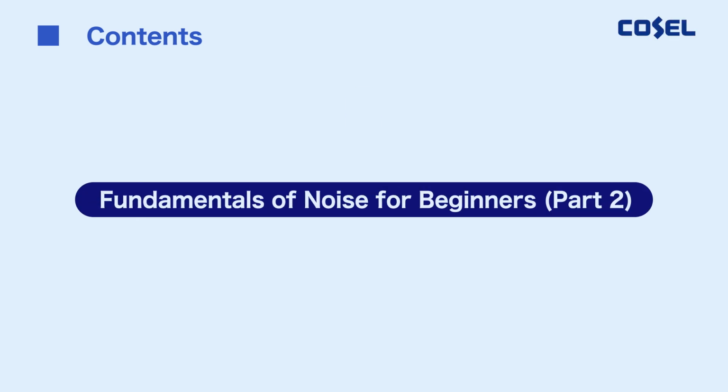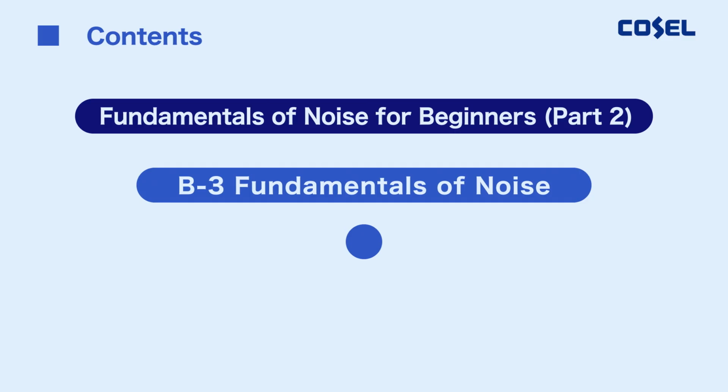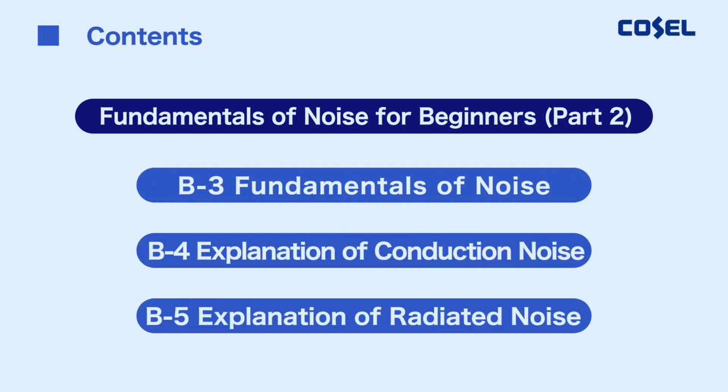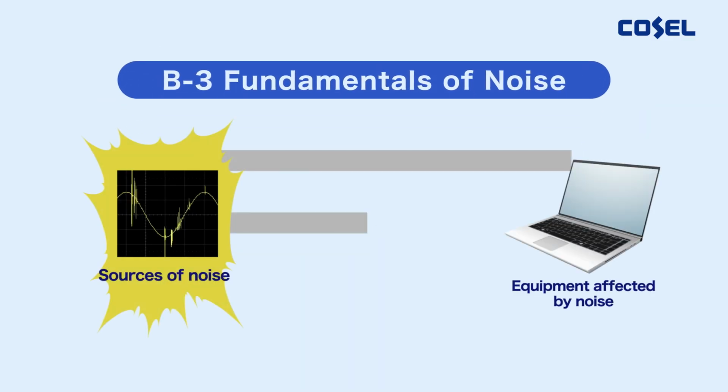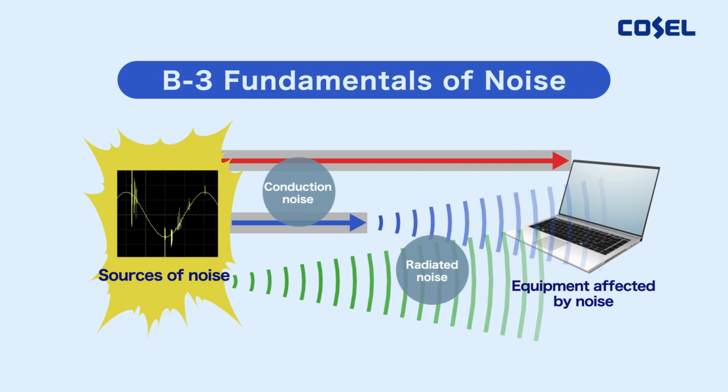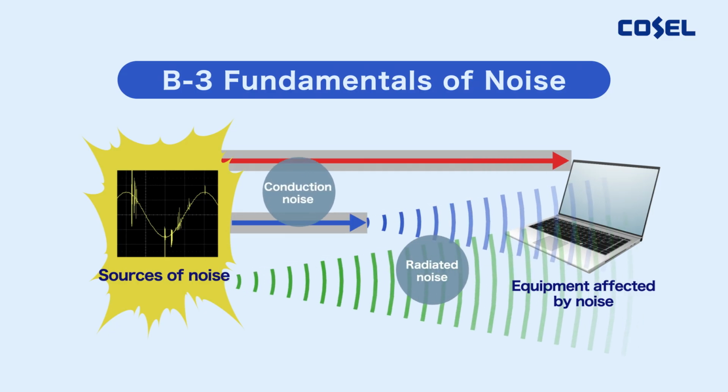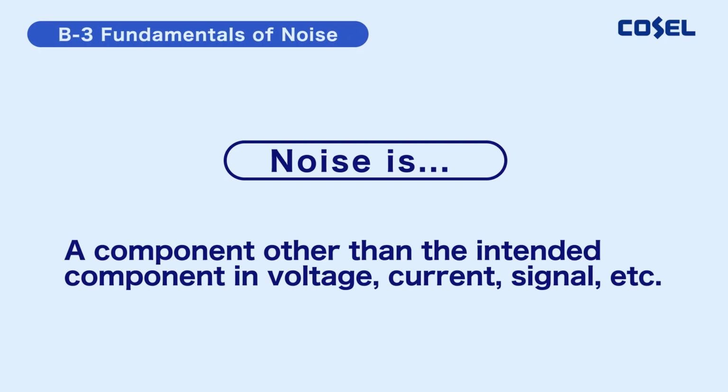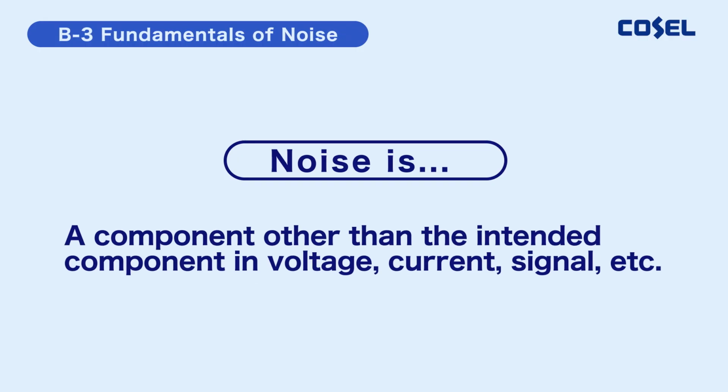We will now begin part 2 of the beginner course on the fundamentals of noise. First, I will explain the types of noise. Noise is an unintended component contained in voltage, current, signal, and so on.